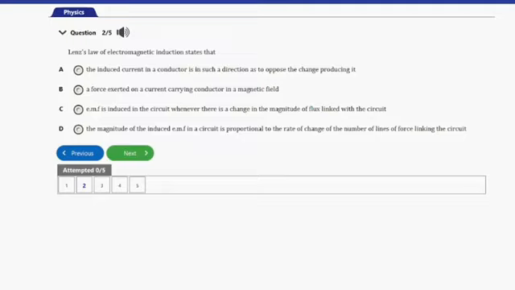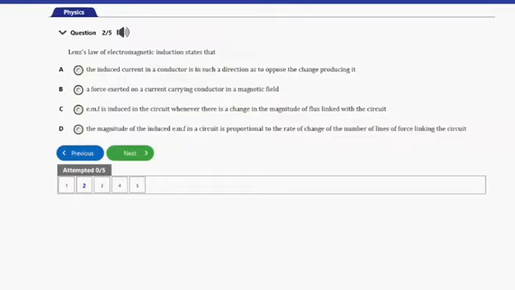So guys, the answer to this question obviously is option A. Lenz's law of electromagnetic induction states that the induced current in a conductor is in such a direction as to oppose the change producing it. And that's it for this question.